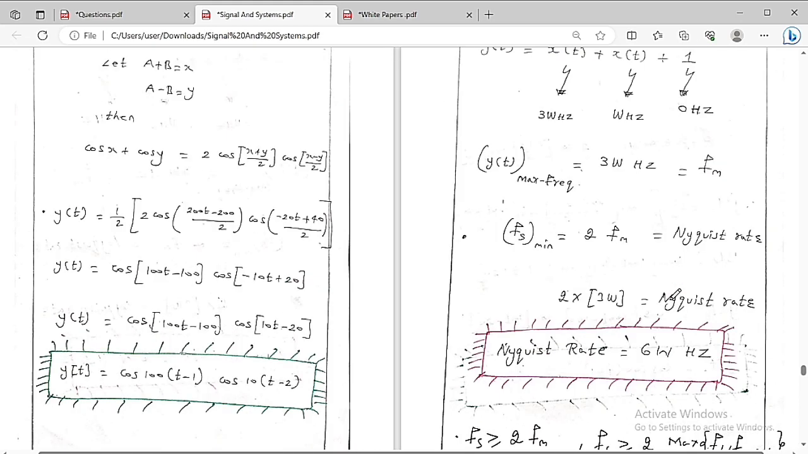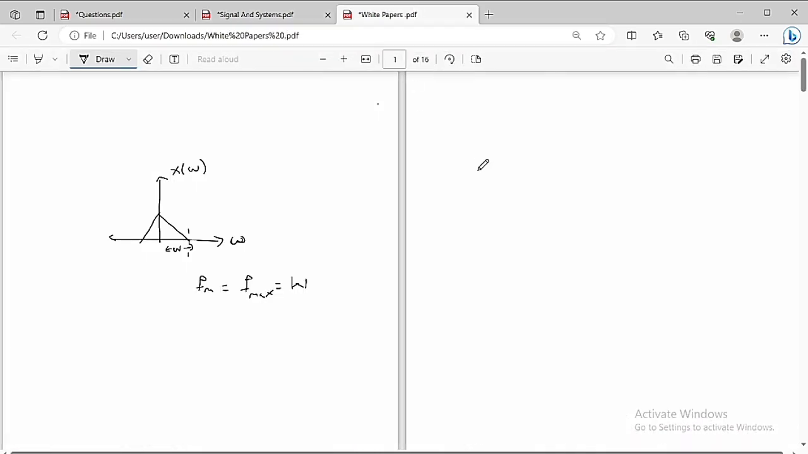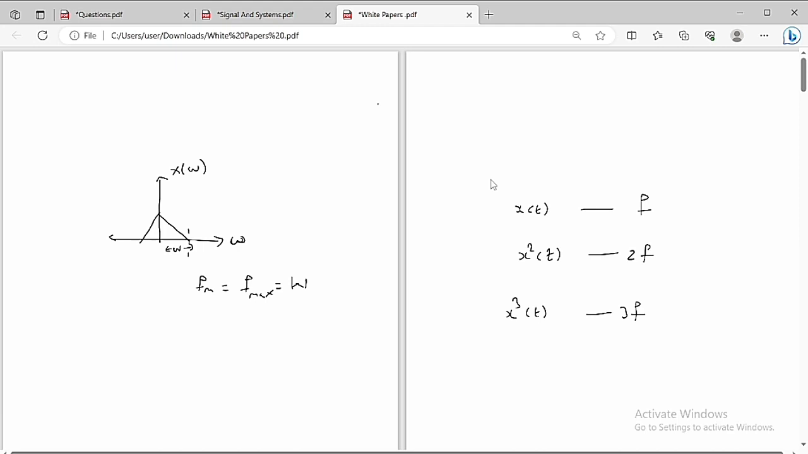And I've already told you an important point. See, suppose x of t is having the frequency F, then x square of t has a frequency 2F, I've already told you, and x cube of t has a frequency 3F. So this formula, as I already told you, so many number of times. Because the product in the time domain will become convolution in the frequency domain, right? Convolution. I already told you the product in the time domain is going to become convolution.